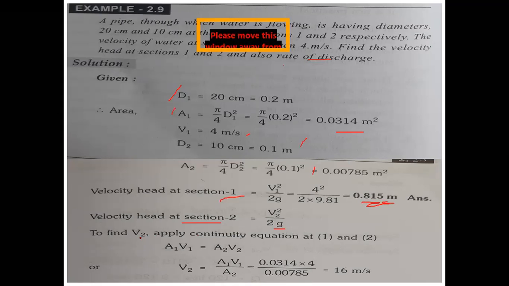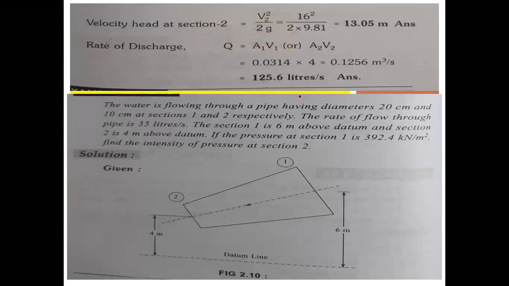So V2, to find V2, we have to go for the continuity equation. Since V2 is not known, by using this continuity equation, this equation we discussed in the earlier classes, that is A1 V1 is equal to A2 V2. Substituting in that, we will get the value of V2, that is 16. Now applying in that, we'll get the section 2 value, that is 13.5.